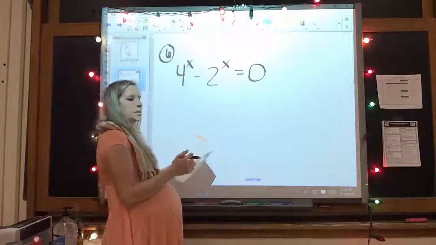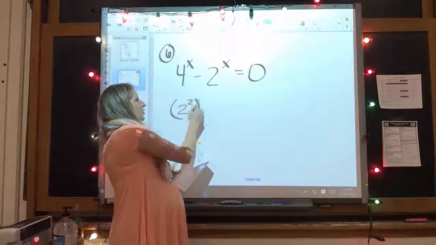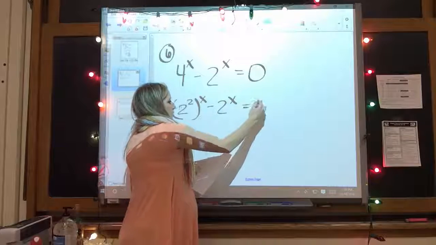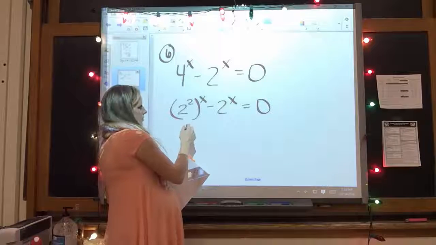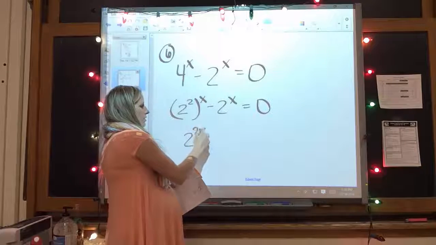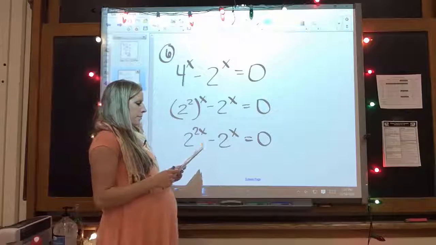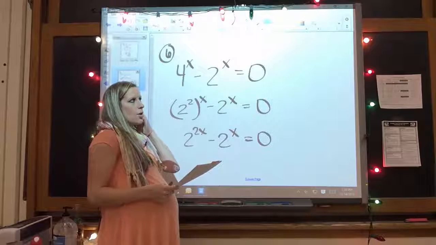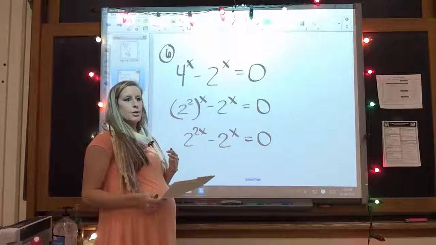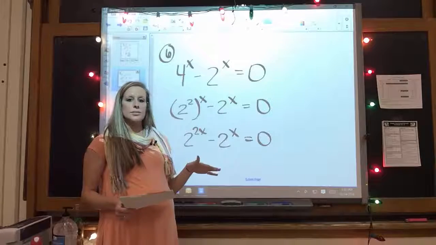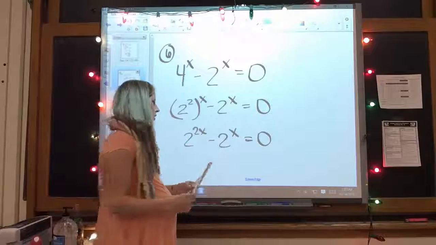Number 6, I need the same base, so I can put that 4 in a base of 2 if I put 2 squared. So this would be 2 to the 2x power minus 2 to the x equals 0. Okay, now there's no way to get 0 from a base of 2 or a base of anything. If you remember, exponential functions had that horizontal asymptote where they never touch 0. So there's no way to get that as a base of 2.